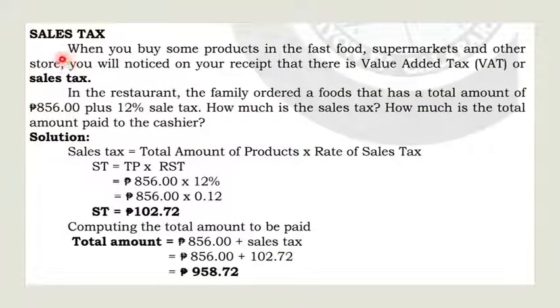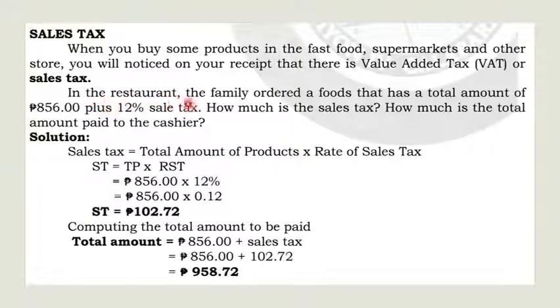So, for the sales tax naman, when you buy some products in the fast food, supermarkets, and other store, you will notice on your receipt that there is value added tax or VAT or sales tax. So, halos lahat ng binibili natin, meron talaga siyang tax. So, ito yung nakikita natin. Halimbawa, sa mga fast foods, yung mga may resibo, so may nakikita tayo na VAT or value added tax. Or ito yung buwis na binabayad natin or sales tax. So, tingnan natin yung example.